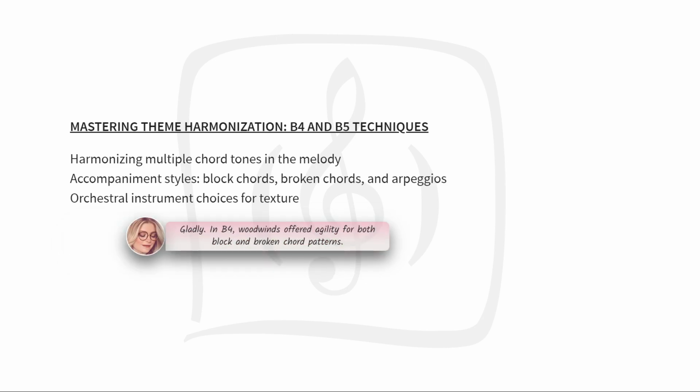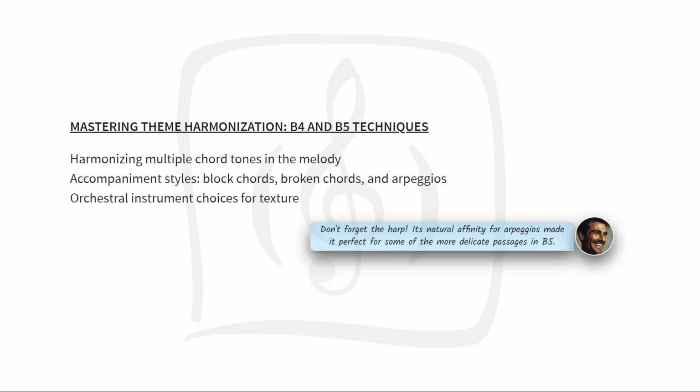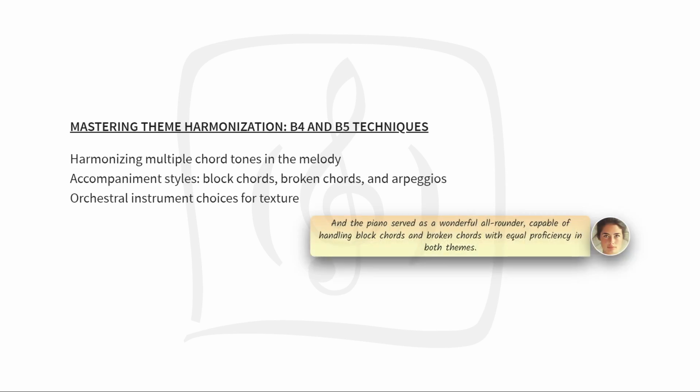Gladly. In B4, woodwinds offered agility for both block and broken chord patterns. Don't forget the harp. Its natural affinity for arpeggios made it perfect for some of the more delicate passages in B5. And the piano served as a wonderful all-rounder, capable of handling block chords and broken chords with equal proficiency in both themes.